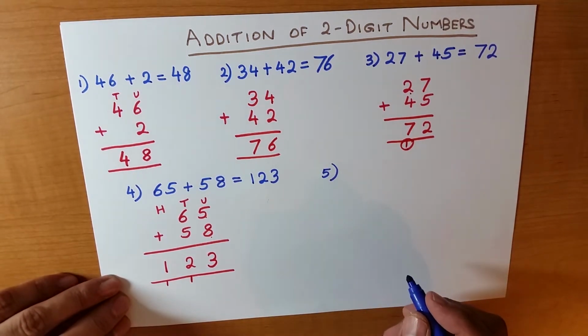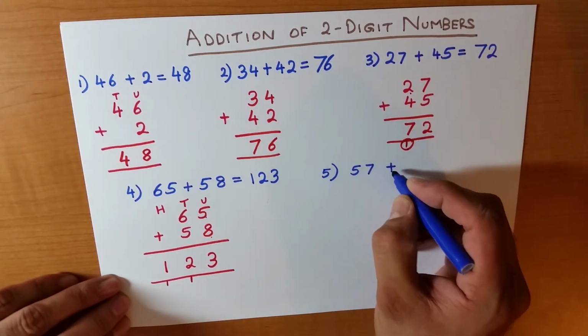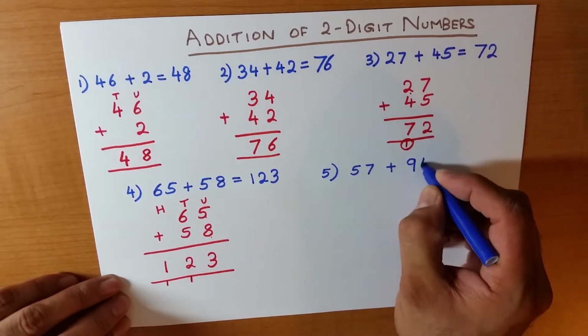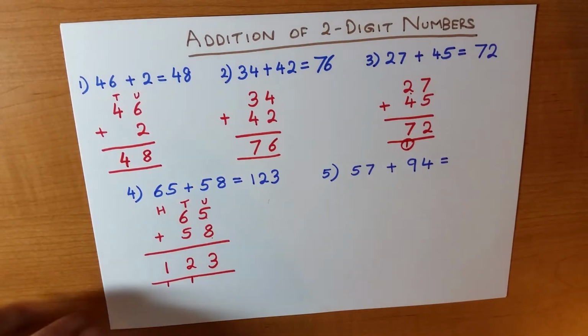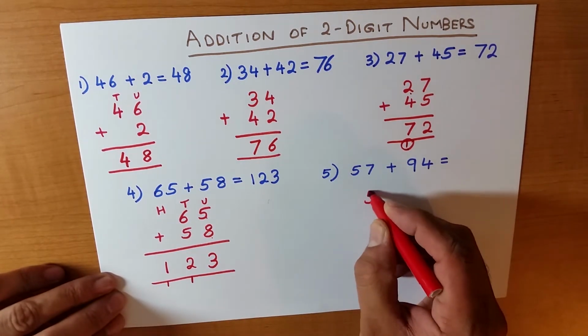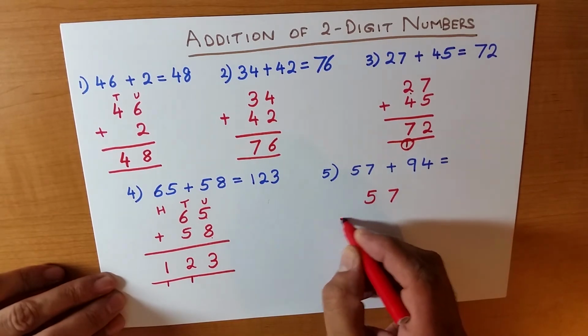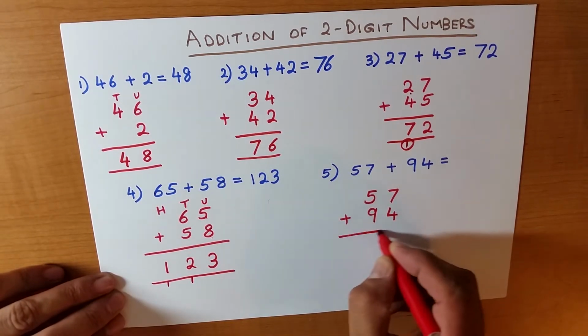Let's work through one more example. What is 57 plus 94? Now again, that looks quite tricky. Let's write the numbers down. You write them with me. 57 plus 94.